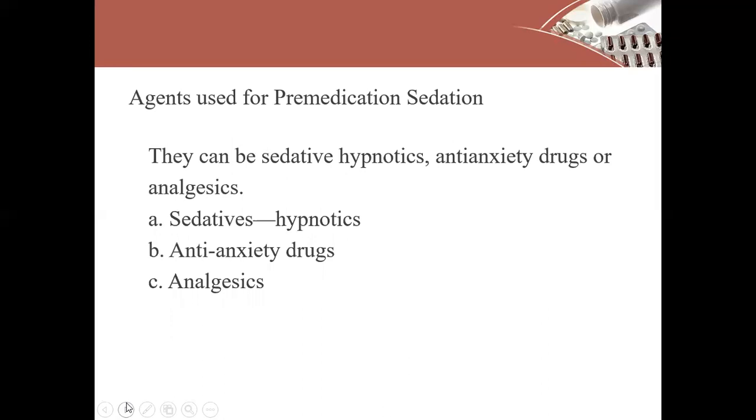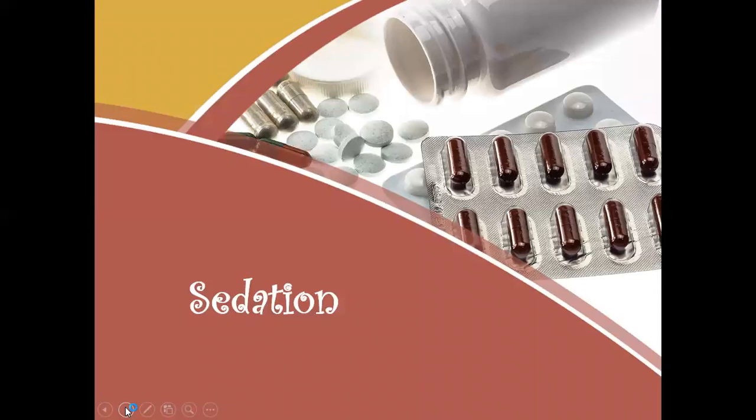Agents used for pre-medication sedation can be sedative hypnotics, anti-anxiety drugs, or analgesics. Analgesics are basically given to reduce post-operative pain. Sedative hypnotics, anti-anxiety drugs, and analgesics are the most common agents used for pre-medication. So moving on to sedation. Whenever you are learning about pre-medications, you are supposed to know the guidelines, the most common classifications, the agents used as pre-medications, and examples with the dosage. So please study that accordingly.